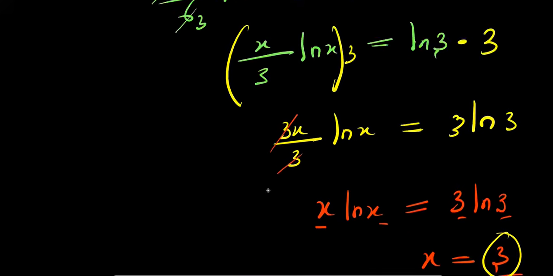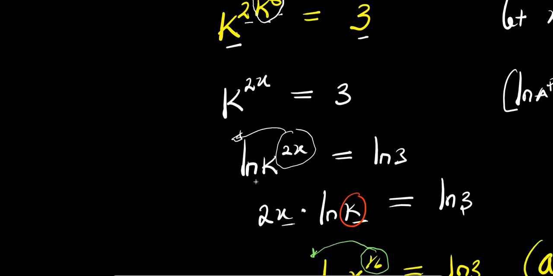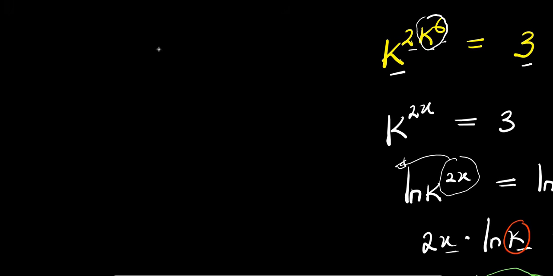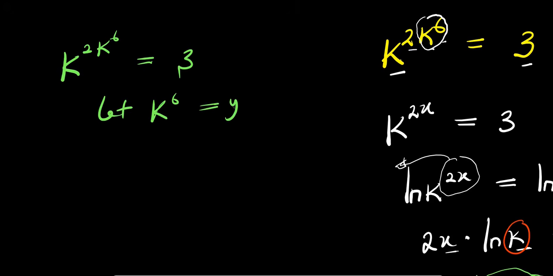Let's solve this using a different method. So here it is. We have k power 2 times k power 6, and this equals 3. So we will do the same thing. I can say let k power 6 equals y in this case. So what I'm going to do is I'll have k power 2 times y equals 3.